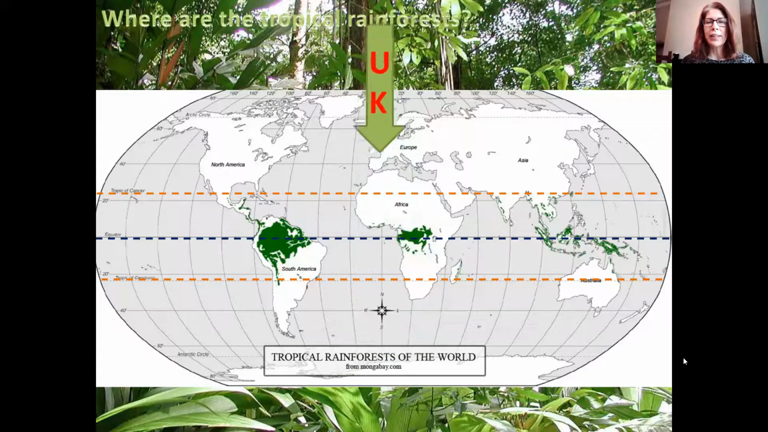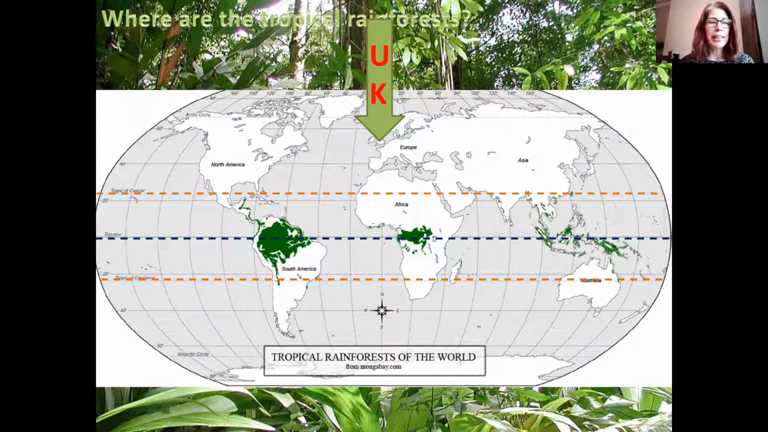So here we are in the UK, up there, and you can see these lines going through the map. Now, these are imaginary lines that we use on a map. They're not really there on the land.